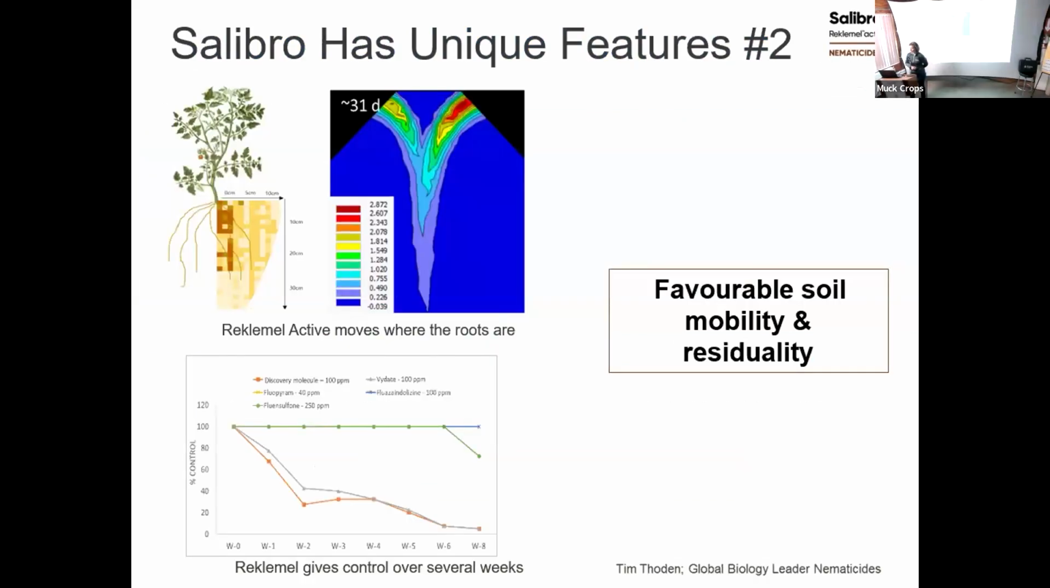Unique feature number two, great soil mobility, great residuality. So Celebro does move through the soil complex. You can see here it's going to be from a drip tape, moving down through the soil profile where the roots are. There is also a great test with residuality. This particular test was 8 weeks long. Celebro was the blue line. You can see that there was still Celebro at great amounts 8 weeks into this test. So that's unique feature number two.